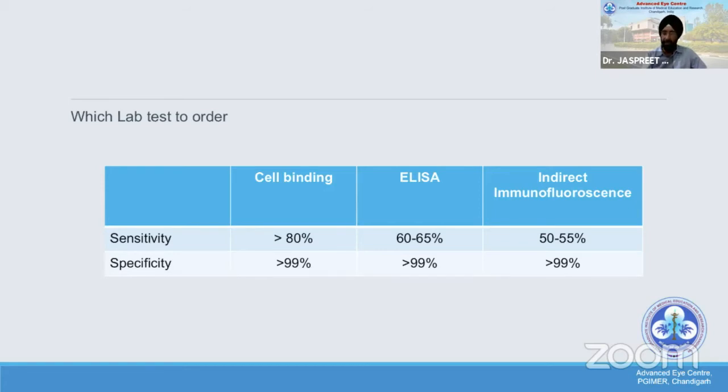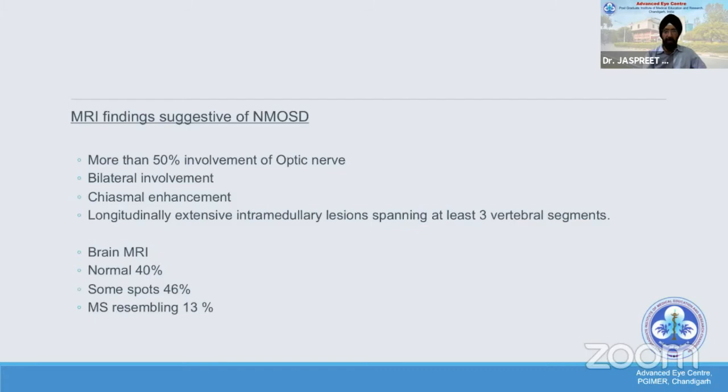The ELISA is slightly less sensitive, and previously, indirect immunofluorescence was done, probably positive in only 50% of the cases. So that is one part. Once you have the antibodies to your aquaporin 4 or myelin oligodendrocyte protein, then it's confirmatory evidence. But yes, there are false positives as well. The other modality which is very important in helping us manage this patient is MRI.